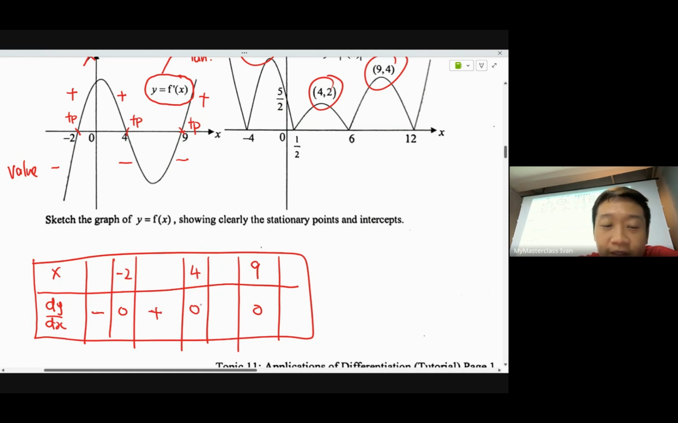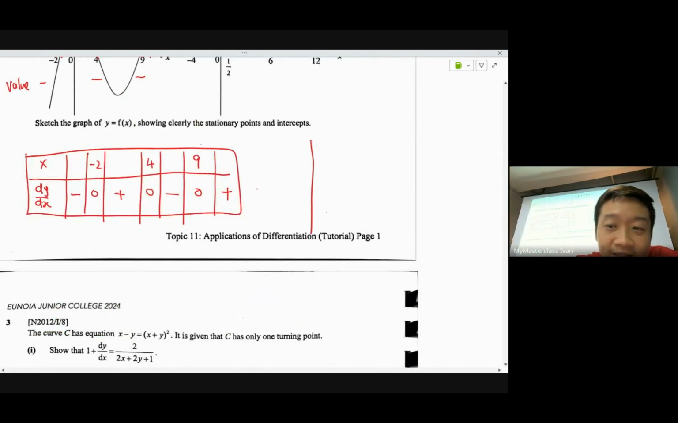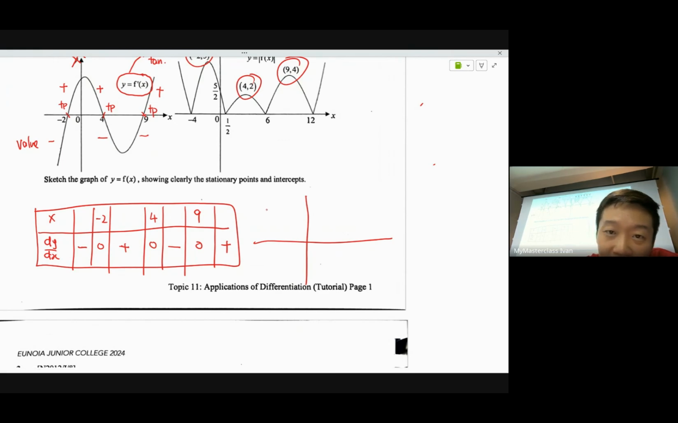After 4, Yingxuan, positive or negative? Negative. Go to 9. After that, positive or negative? Positive, right? Okay. So then I know roughly the graph will look like this. You see here, the dy/dx is negative, means it's going downwards. So it will go downwards.